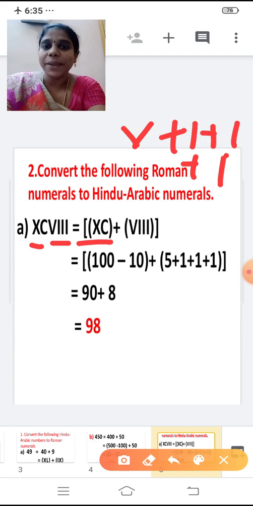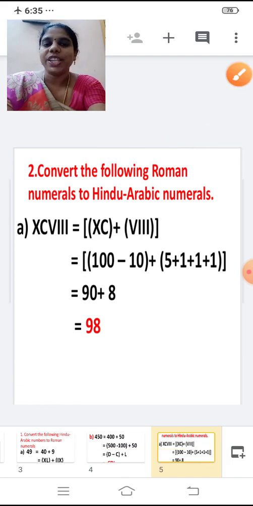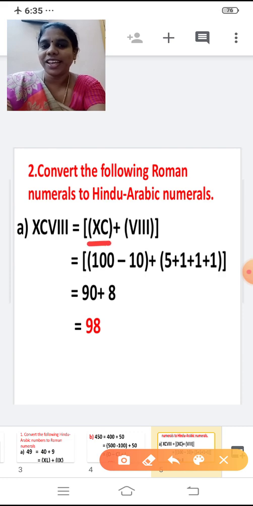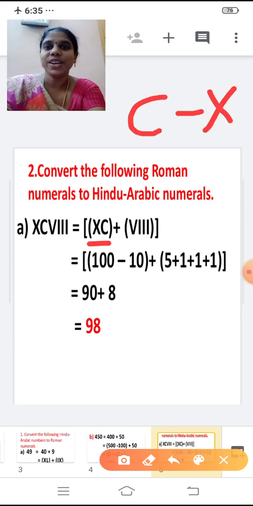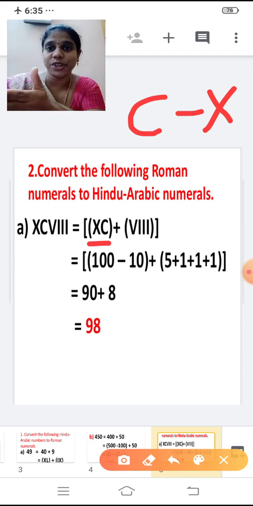So XC plus VIII. Now what is the value for XC? The smaller one, X, is placed before the larger one, right? So C minus X. If the smaller one is placed before the larger one, what do you have to do? You have to subtract it from the larger one, right? So C is larger, so C minus X.